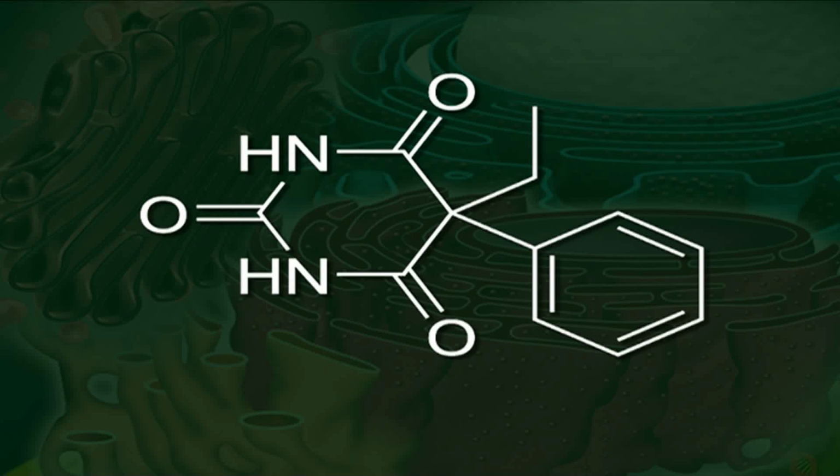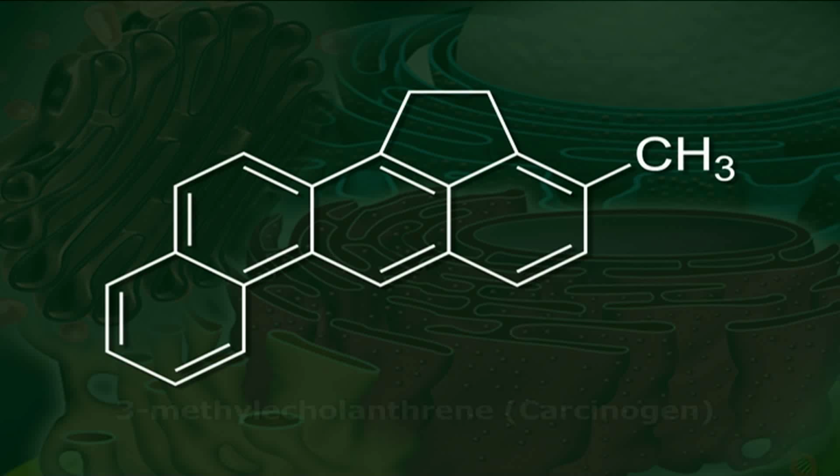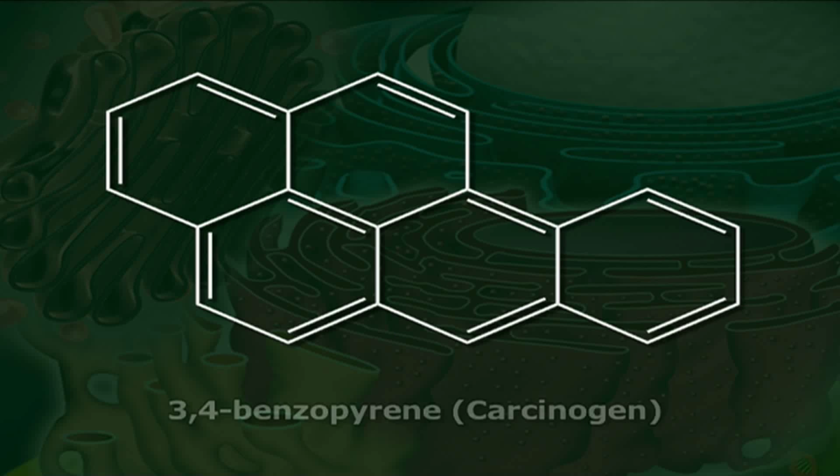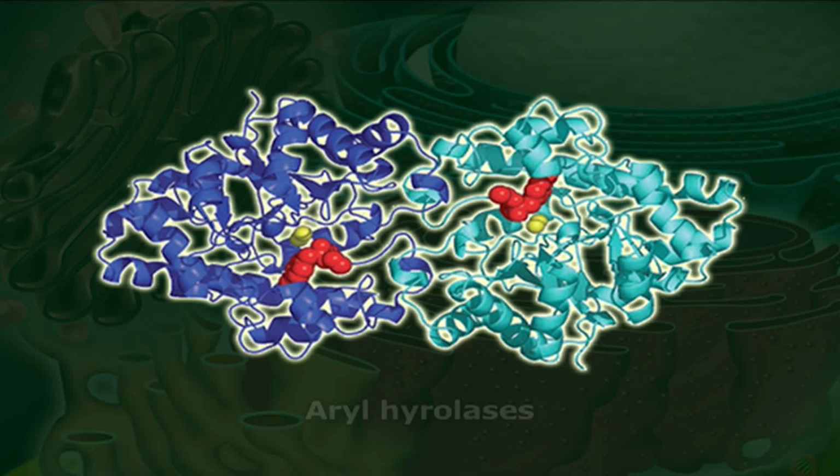If an animal is injected with a large dose of phenobarbital, there is a rapid increase in SER of the liver cells and in their content of these proteins. Carcinogens such as 3-methylcholanthrene and 3,4-benzopyrene are the most potent inducers of drug metabolizing enzymes. The enzymes involved in the detoxification of aromatic hydrocarbons such as 3,4-benzopyrenes are aryl hydroxylases.